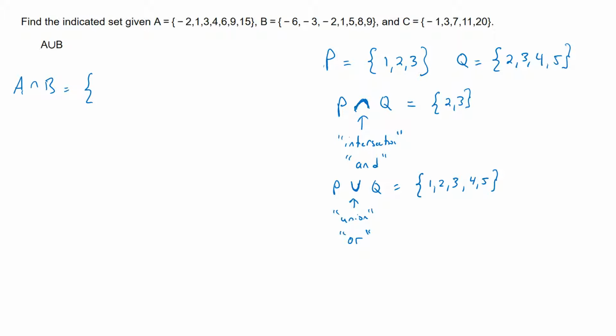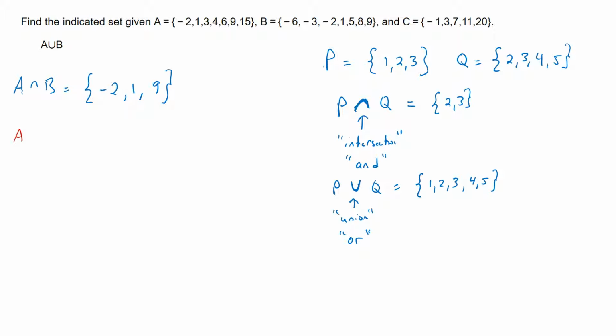It looks like -2 is in both of them. I see that number 1 is in both of them. And it looks like 9 is in both of them. So those are the numbers that are in both of them. That's where the two sets intersect. And again, intersection means and.